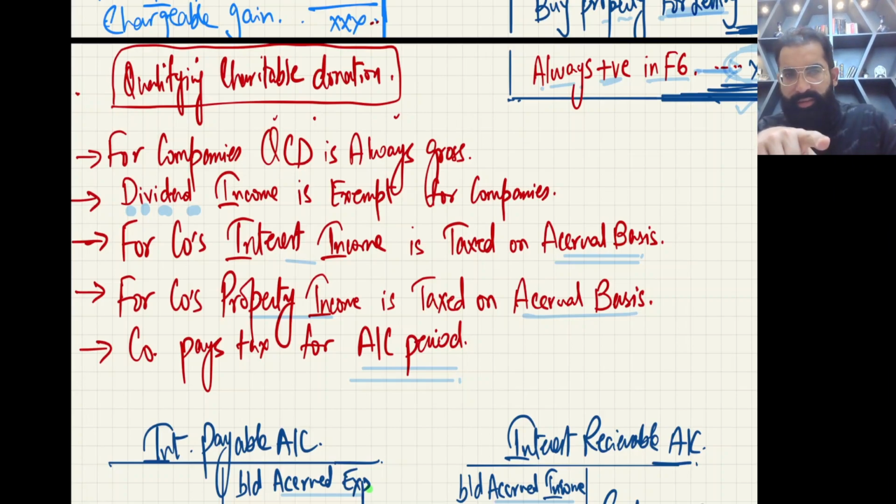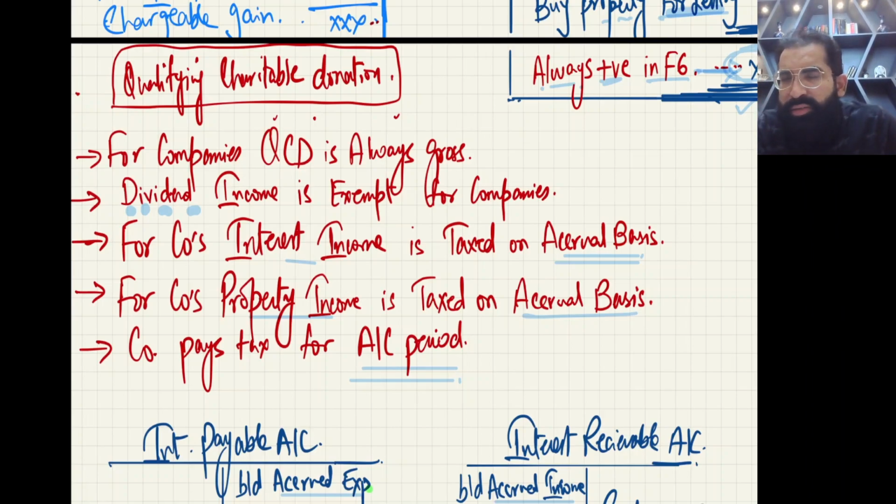Now, next thing is, for companies, interest income is taxed on accrual basis. Now this is a very famous game. There will be a lot of comparison with individual tax. For individuals, interest income is taxed on cash basis.